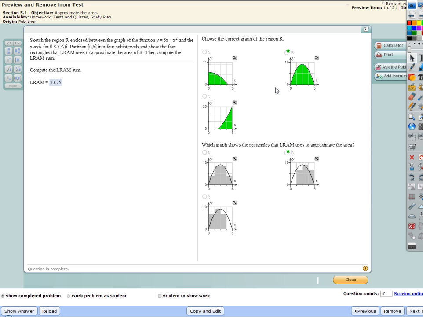I knew there were going to be questions on these because there's some terminology that's a little bit new to you, like the LRAM. If you ever run into that stuff, just ask.